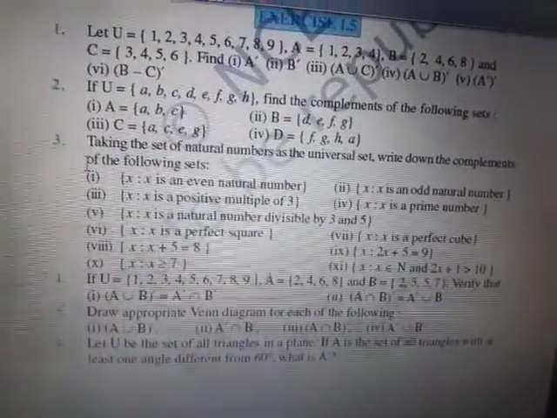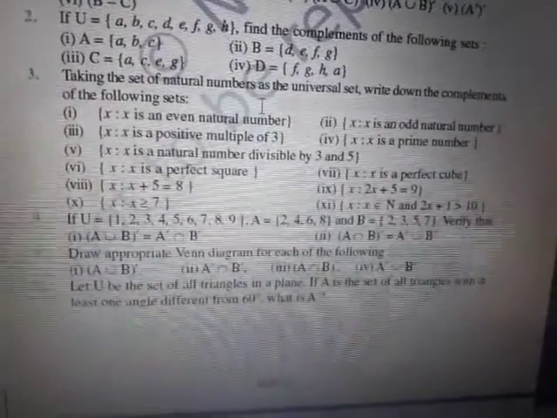In exercise 1.5, I gave the first two problems as homework. Now we are moving on to the third problem. Taking the set of natural numbers as the universal set, write down the complements of the given sets. The same way they have given you a few sets, but instead of roster form, they have given them in set builder form, and they asked you to write the complements, right?